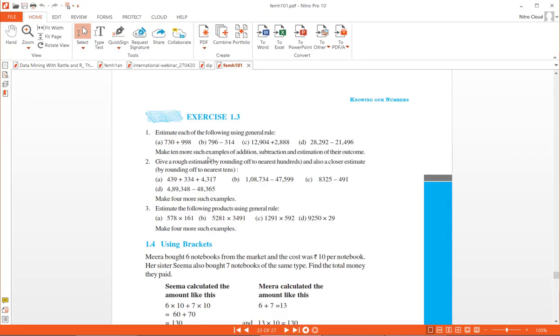So the idea for approximation is that you need to estimate it by using rounding off to any of the digits possible. But the idea is to make the calculations easy also, and then we should not be trading off the actual result by too much.